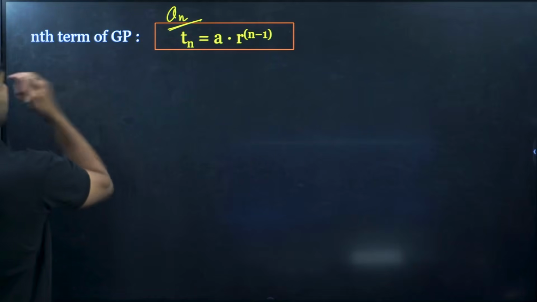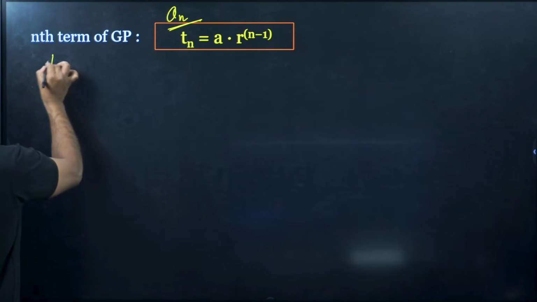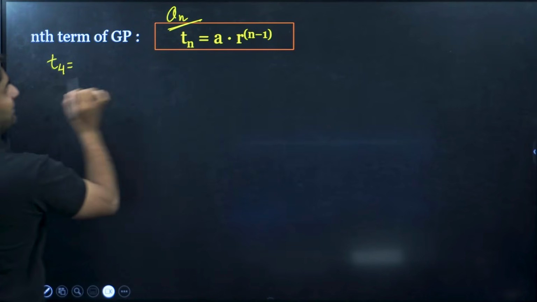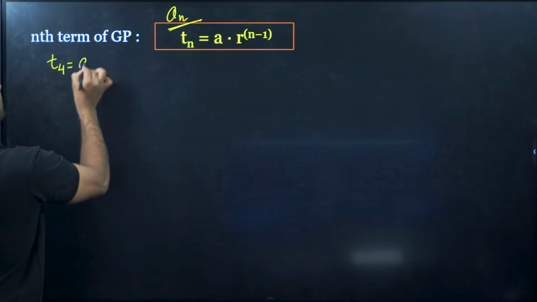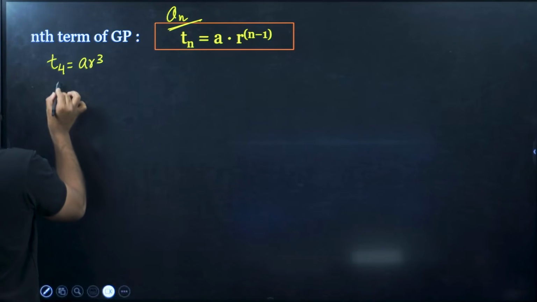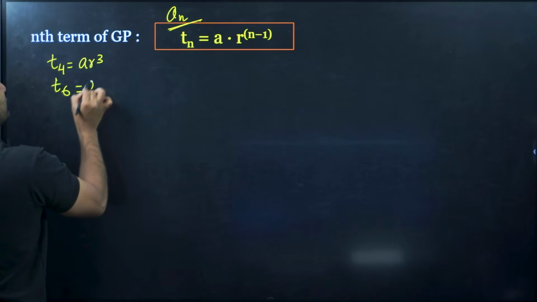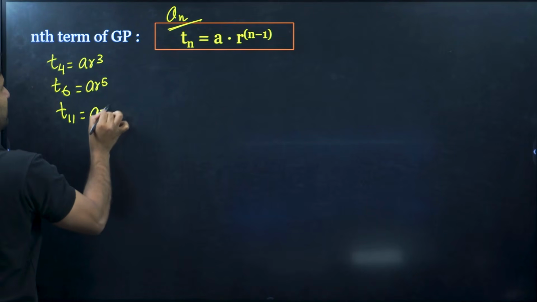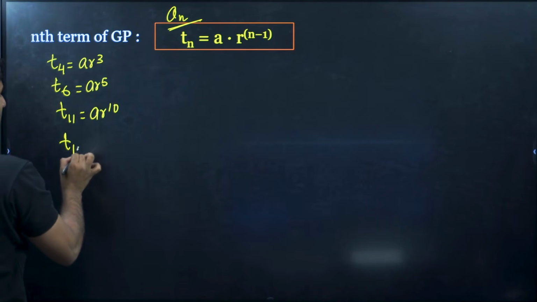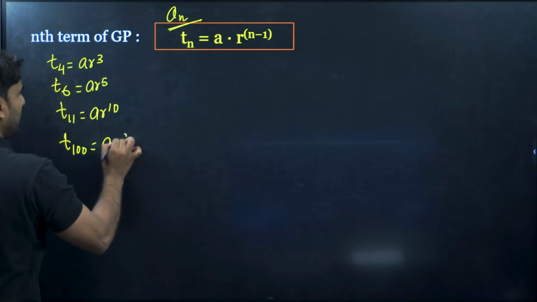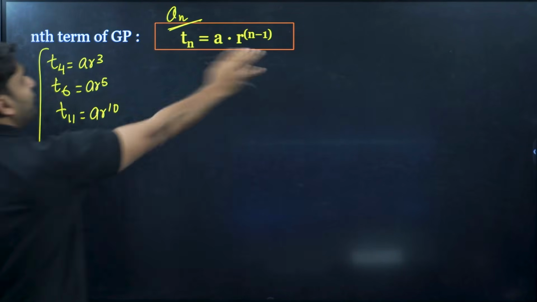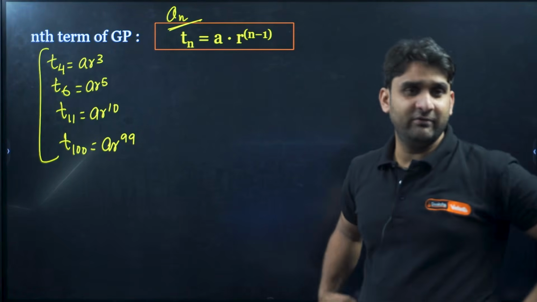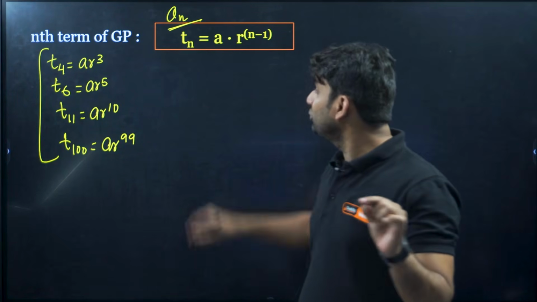So we have the formula. For example, if I ask you what will be the fourth term, T4 will be there. In place of n, 4 will come, but here 4 minus 1, that is 3, will come. So the formula will look like ar to the power 3. For the sixth term, the formula will be ar to the power 5. For the 11th term, ar to the power 10. For the 100th term, ar to the power 99. This is the beauty of the nth term formula. Clear, everyone? So this is all about the nth term. But points to be noticed.